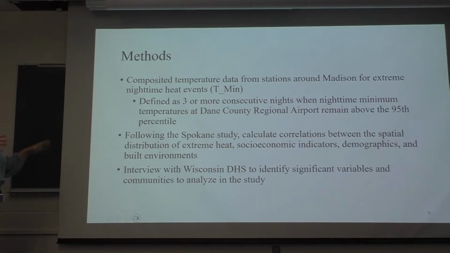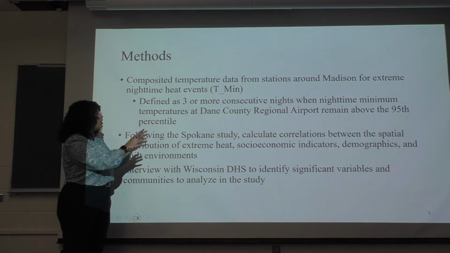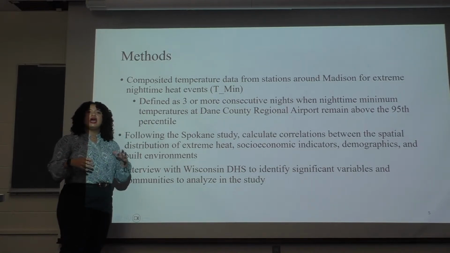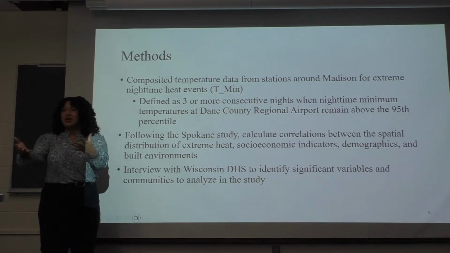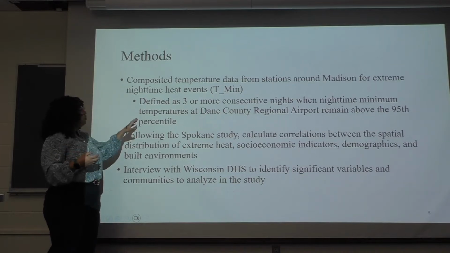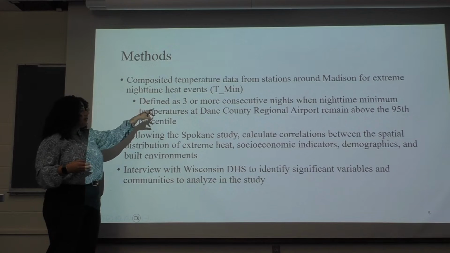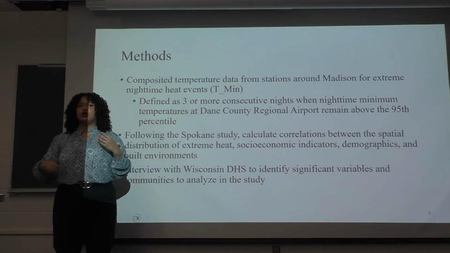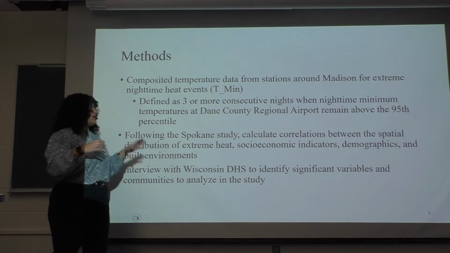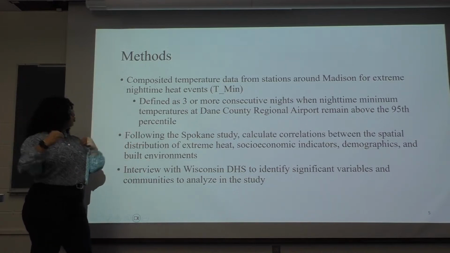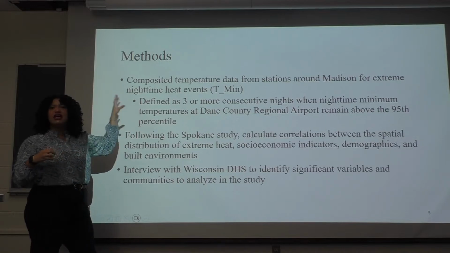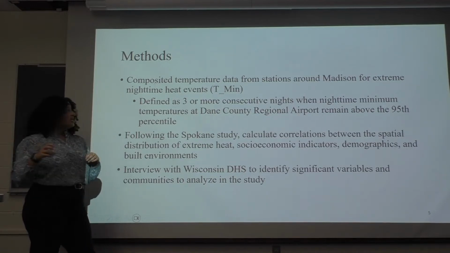So how we defined our extreme nighttime heat events was we used the Dane County Regional Airport to give us a QC, a basis of what we were looking for. And we defined it as 3 or more consecutive nights where the nighttime minimum was 95th percentile or higher. So these really extreme temperatures and those long periods, those 3 or more consecutive days. And that's how we took that for the 150 stations, and we found the nighttime heat events.